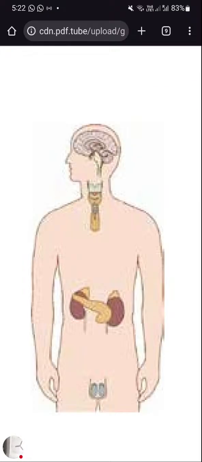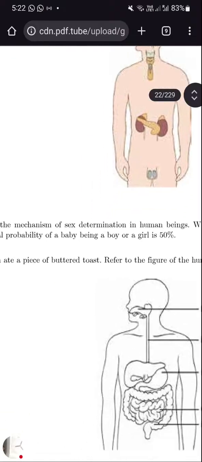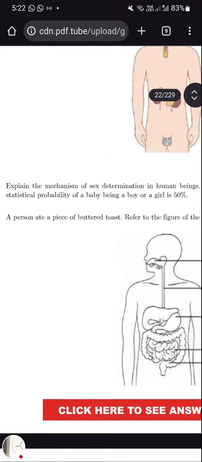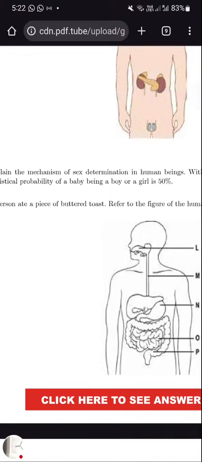Now the next question: explain the mechanism of sex determination in human beings. This question is very important, which we get very frequently. Once you write down the answer in your notebook, along with the Mendel's cross representation with a monohybrid cross, explain how sex determination is carried out in human beings. So write down that answer. Later on, send me a pic.